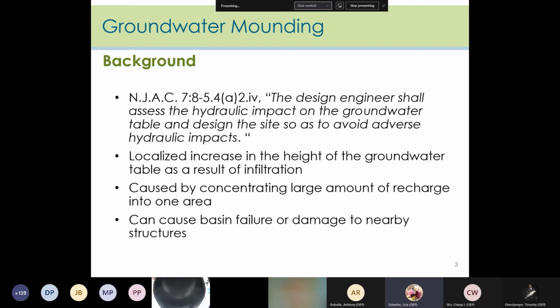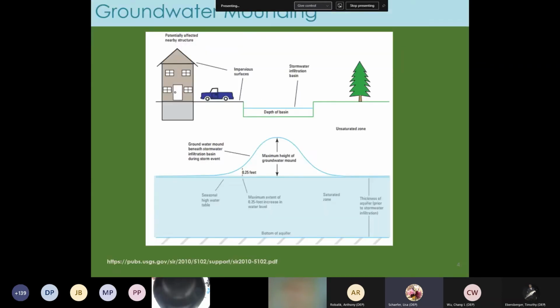Now, this increase slows down the ability to infiltrate, so we can have problems if this increase is large enough to slow down our infiltration rate beyond our 72-hour window, or maybe from repeating this slowing down over and over, we can wind up with the situation of basin failure. Additionally, as this mounding spreads out, it can reach adjacent structures such as basements and even septic systems. So let's take a look at an illustration to make this a little bit clearer.